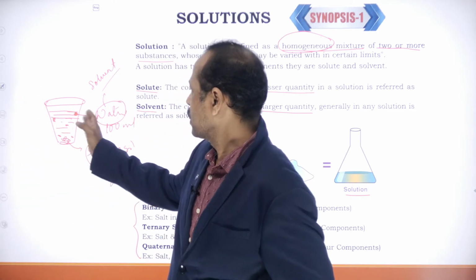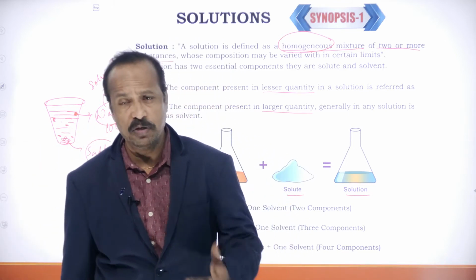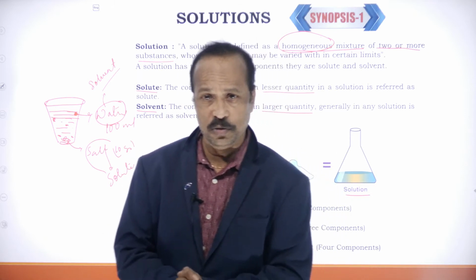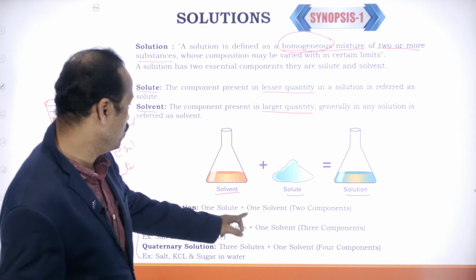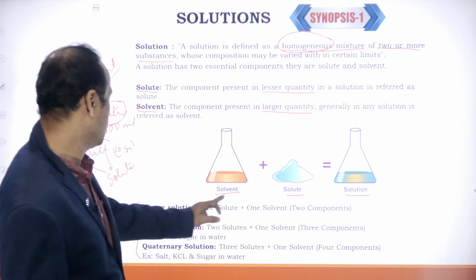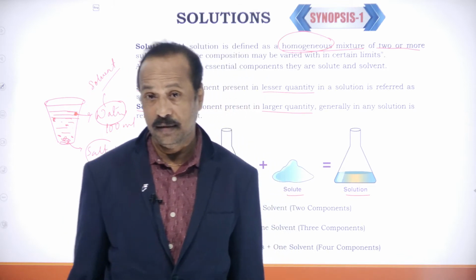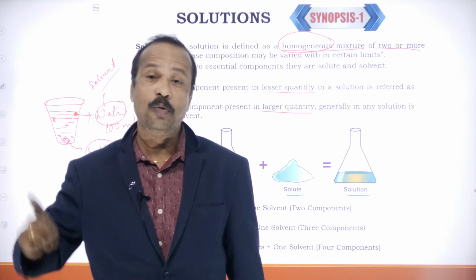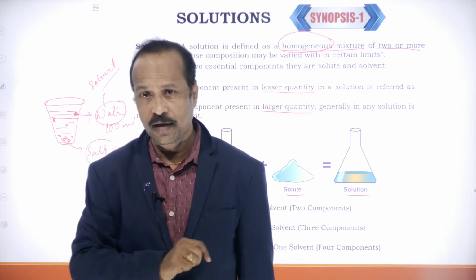Example, water plus salt. This is a binary solution because there are only two components, one is water and the other one is salt. One solute, one solvent, two components is called a binary solution. Now ternary solution, ternary means what? You have three components. How many components? Three. In that one is a solvent and two are solutes, right?